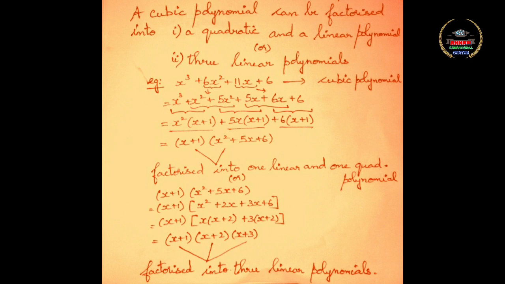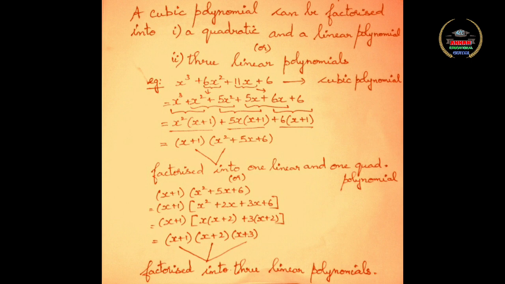Therefore, we can understand that a cubic polynomial can be factorized into a multiple of a linear polynomial and a quadratic polynomial, or it can be factorized into a multiple of three linear polynomials. Similarly, a biquadratic polynomial can be factorized into one cubic and one linear polynomial, or a multiple of two quadratic polynomials, or can be factorized into a multiple of four linear polynomials. I hope you understand these concepts.